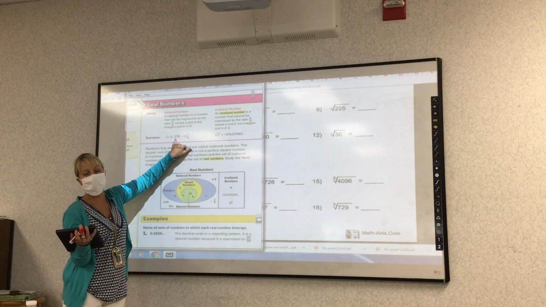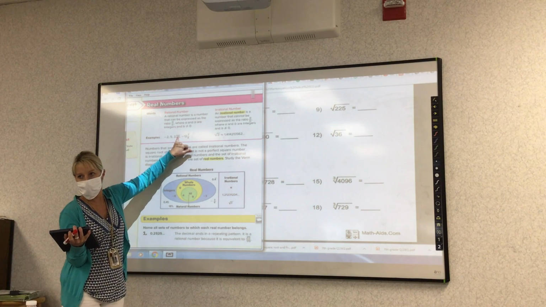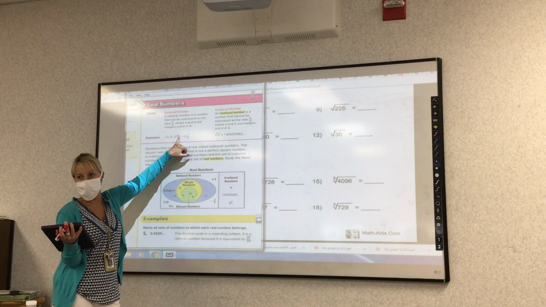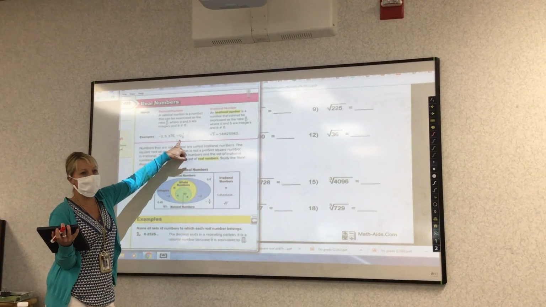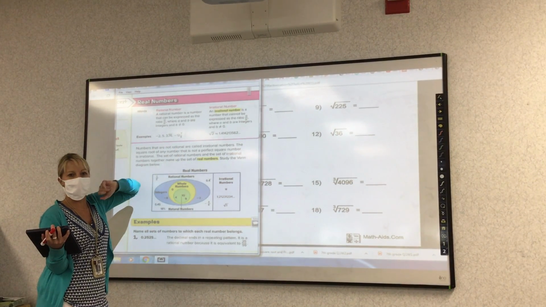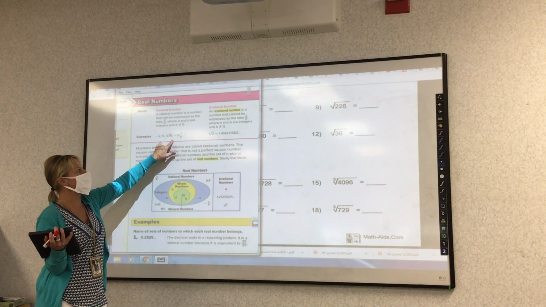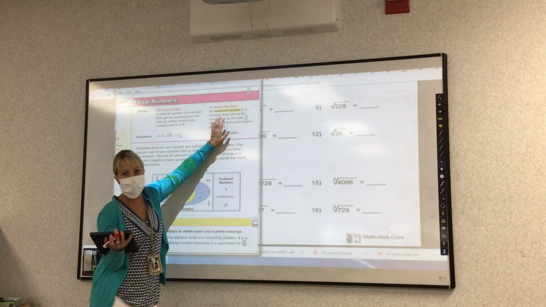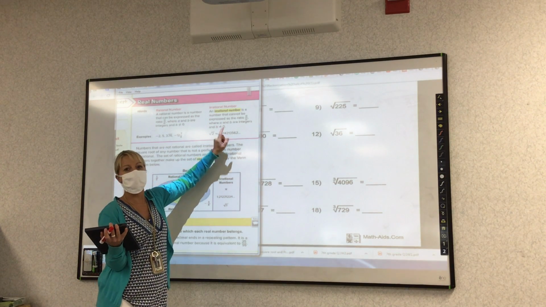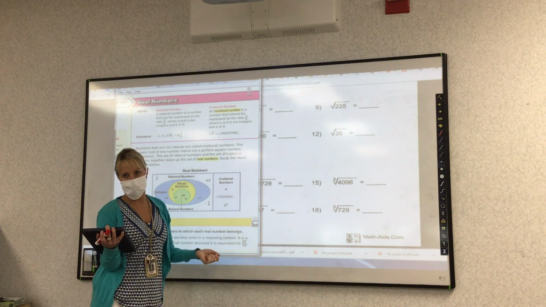So, a negative number with a decimal can be rational. A decimal number that repeats, it can repeat the decimal. A mixed number, a fraction. Anything can be a rational number. Irrational numbers are numbers that don't end.